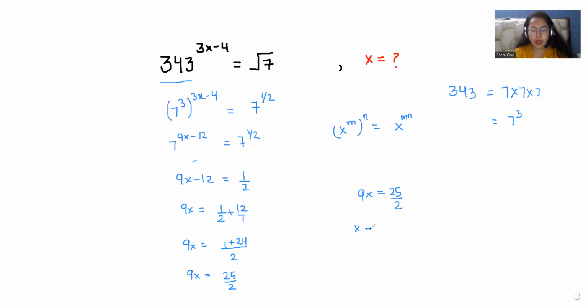And the value of x is 25 over 2 times 9, that is 25 by 18. That's how you can solve this type of problem. So first focus on the bases, try to make them equal and then find the value of x.